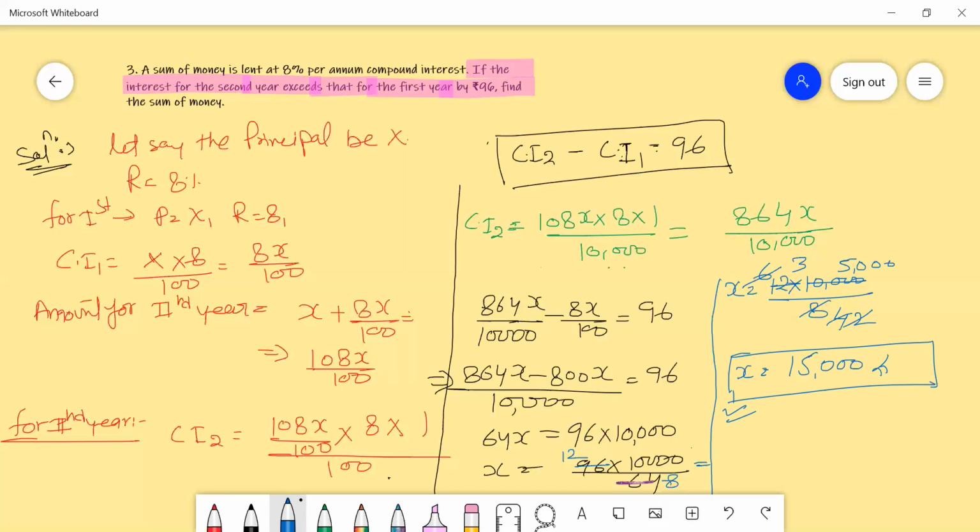Now for question number 4 and question number 5 of the exercise 2.B, you will do them at your home. So this is your homework. Tomorrow on Monday we are going to do the next questions.